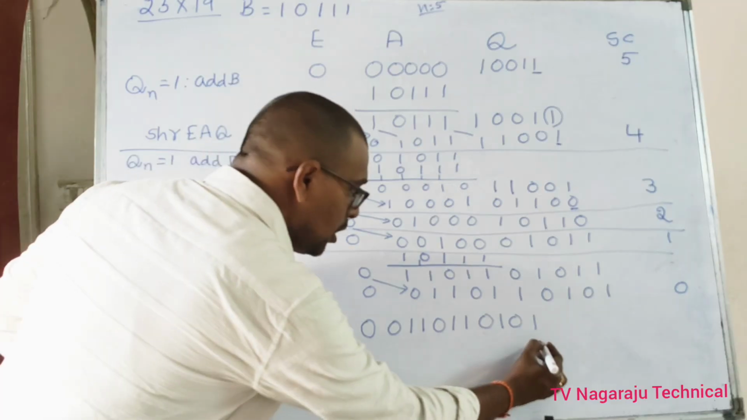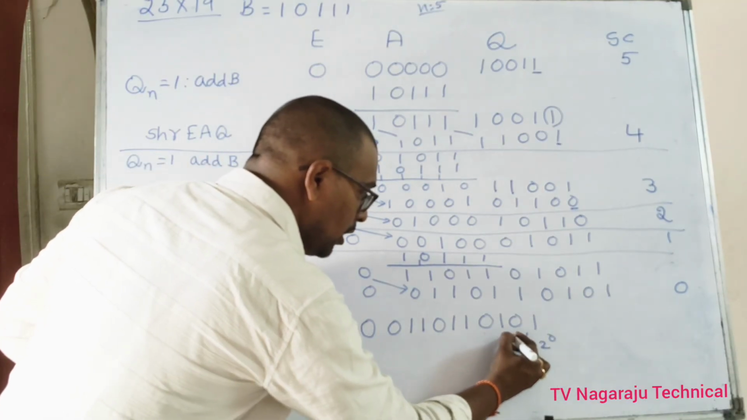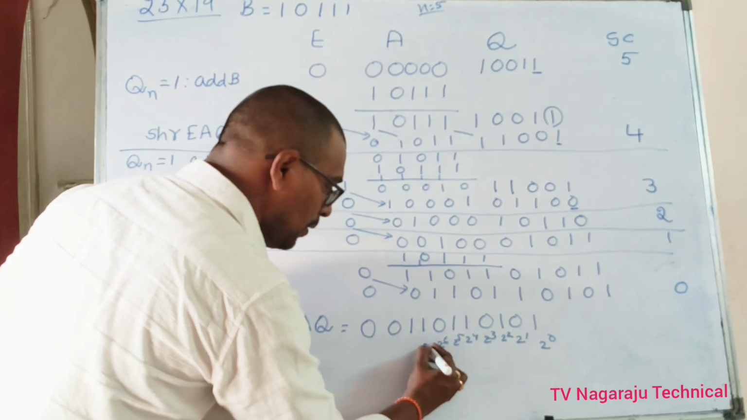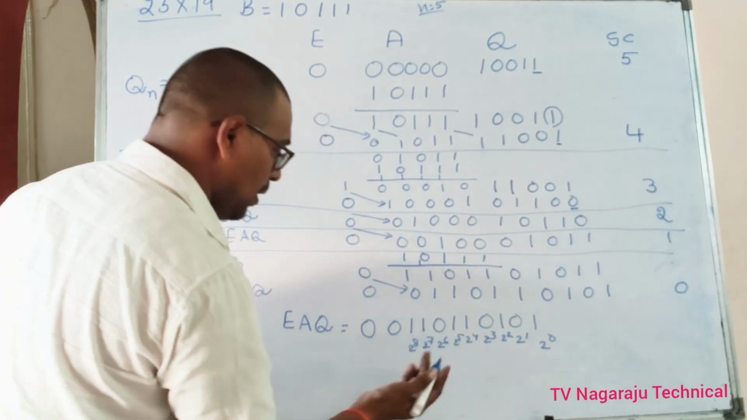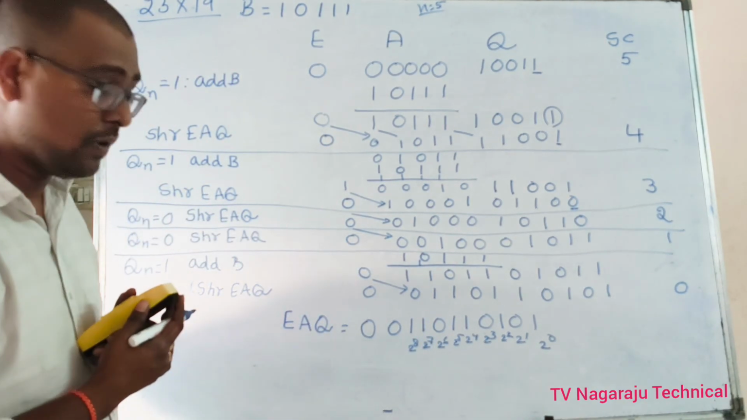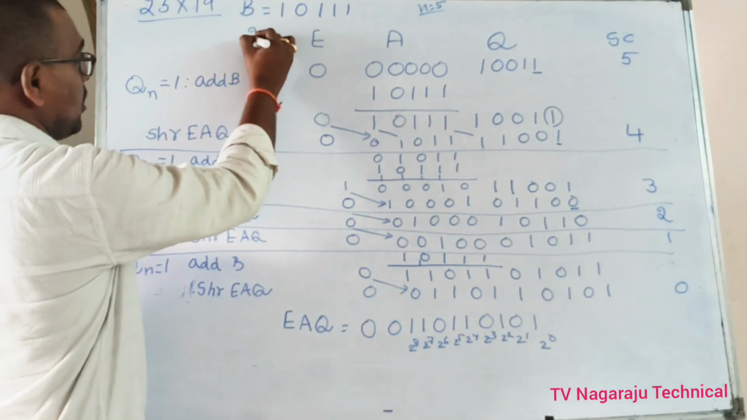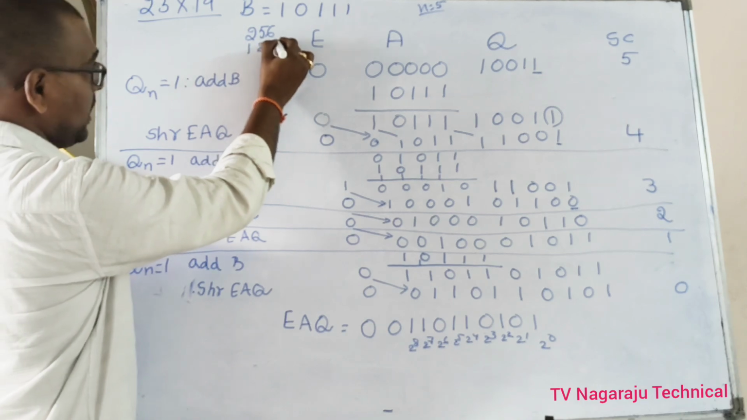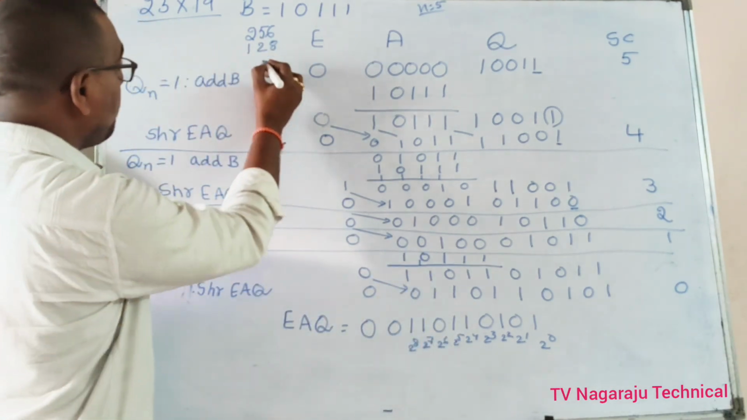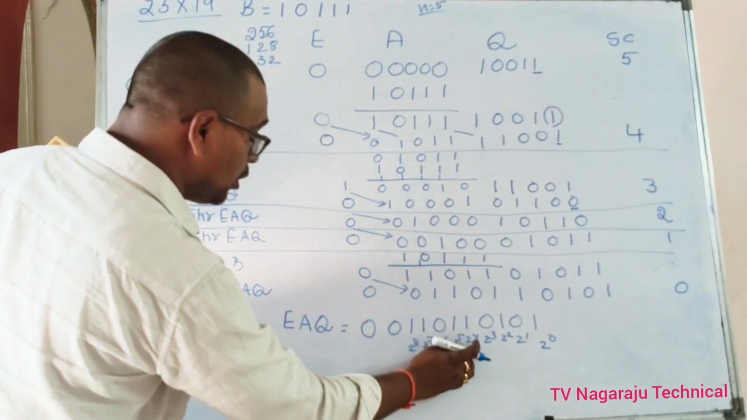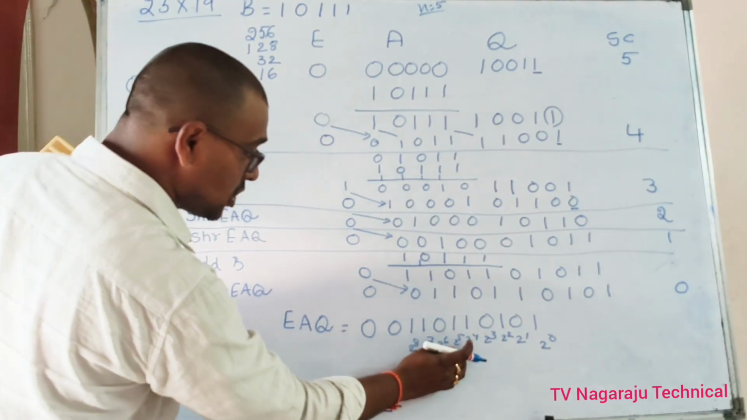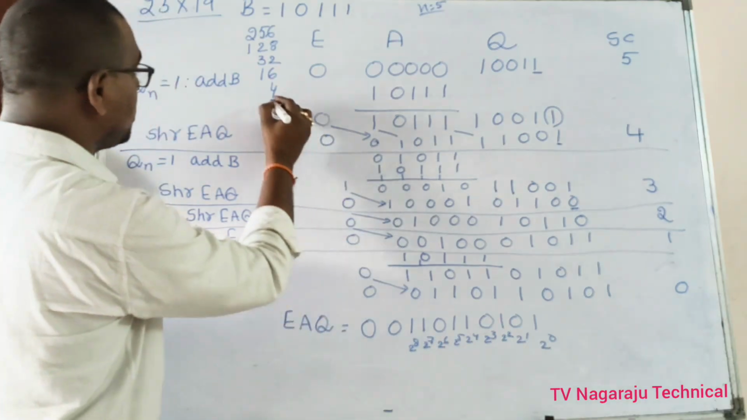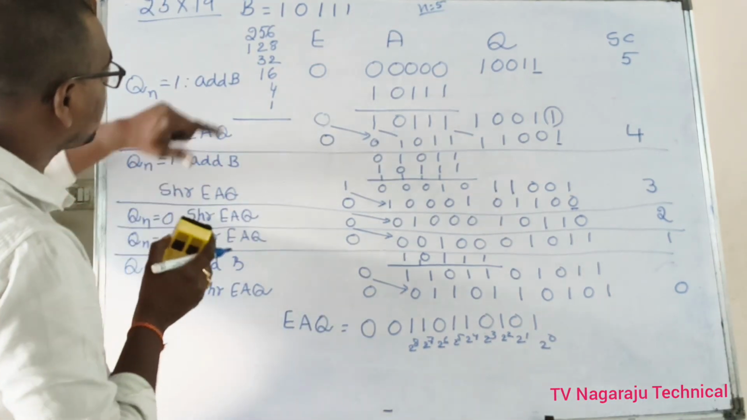Check the value. 2 power 0, 2 power 1, 2 square, 2 cube, 2 power 4, 2 power 5, 2 power 6, 2 power 7, 2 power 8. So what is the value of 2 power 8? 256. 2 power 7 into 1, 128, and 2 power 5, 32. 2 power 4 is 16. Next 2 square is equal to 4 and 2 power 0 is 1. Simply do the addition operation.